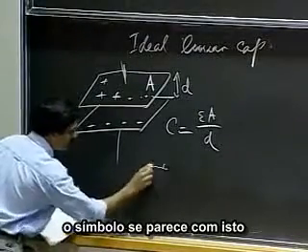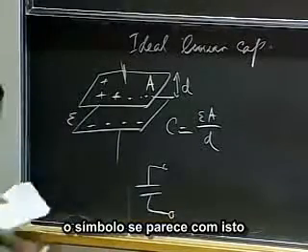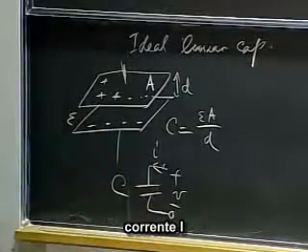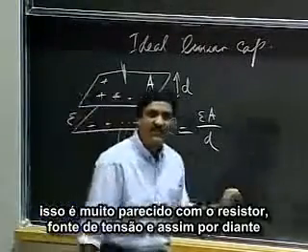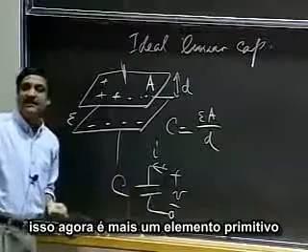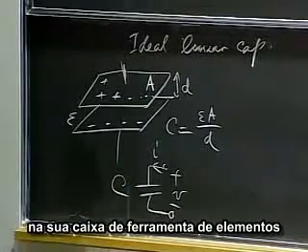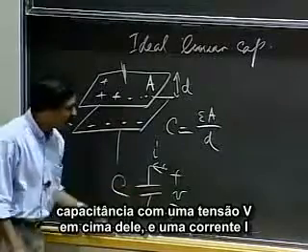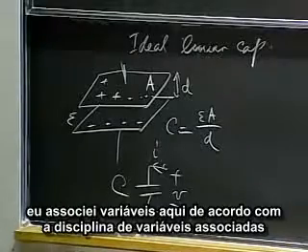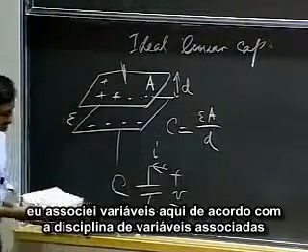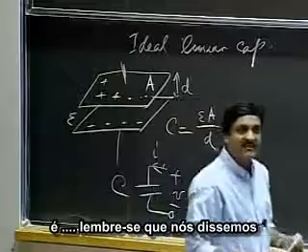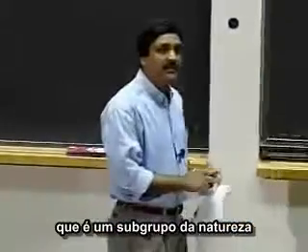And the symbol looks like this. Capacitor C, voltage V, current I. So this, much like the resistor, voltage source, and so on, now becomes a primitive element in your tool chest of elements. Capacitance with the voltage V across it and a current I, and I've assigned the associated variables here according to the associated variable discipline.